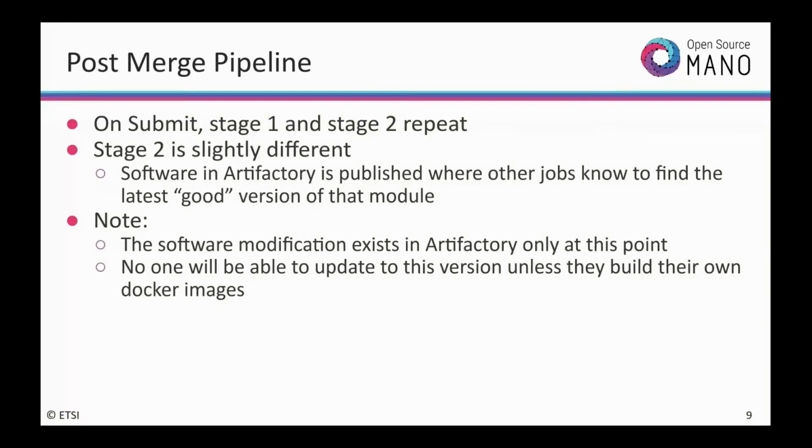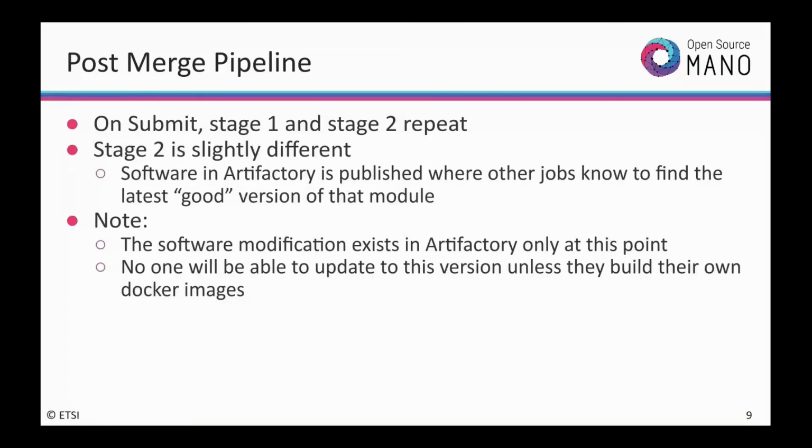When code is submitted, a build happens, the Debian artifact is created, and that's published as the latest good version of that. So when other patches go to run, they're going to use this version to test themselves against. Note that this software exists only in Artifactory right now. It's not available in any public Docker image. So no one's going to be able to update their existing OSM installation to have your code fix or new feature at this time.